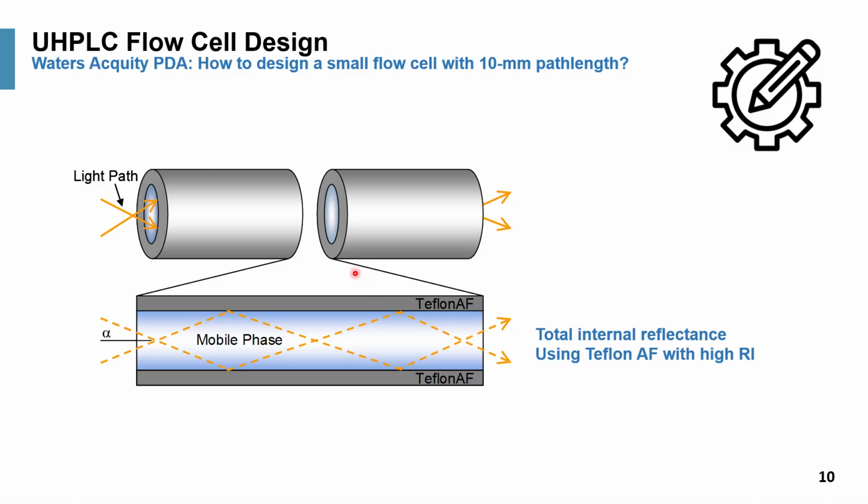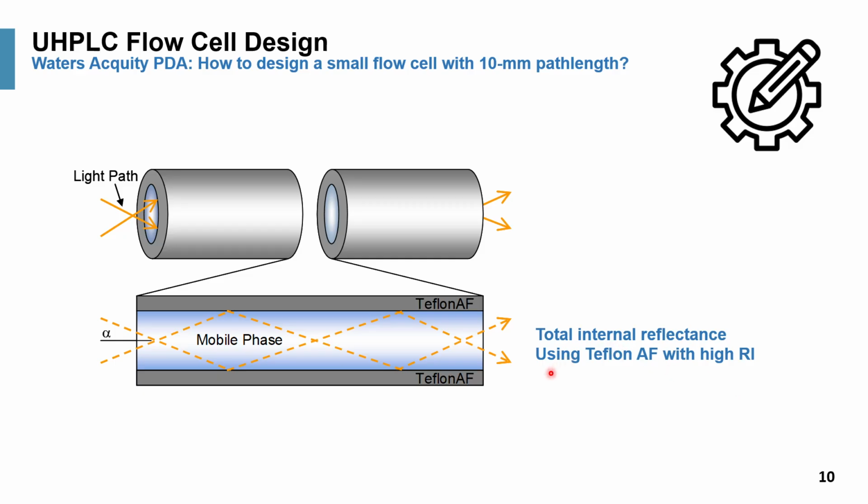In this slide, we demonstrate the design of the Waters Acquity PDA. This was developed in 2004 with the debut of the Waters UPLC, the first UHPLC commercial system. The way they get around making a very small flow cell and having a large path length is, instead of using a regular flow cell design, which is a drilled hole in a stainless steel block, the actual flow cell is made from a Teflon AF with very high refractive index.